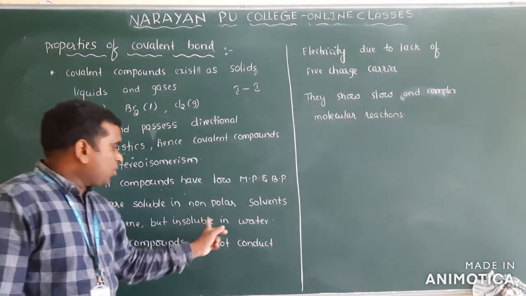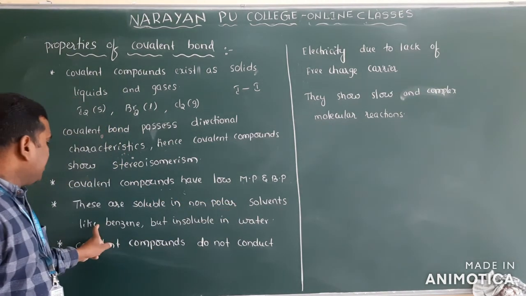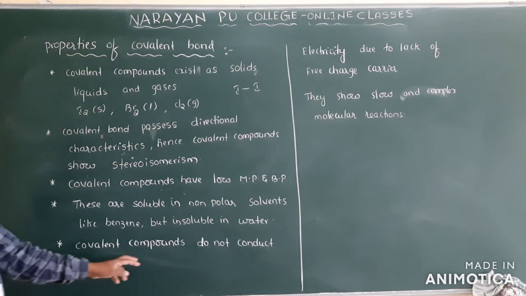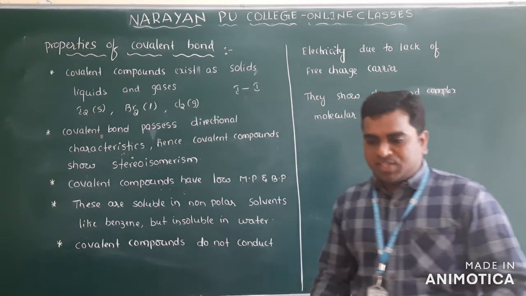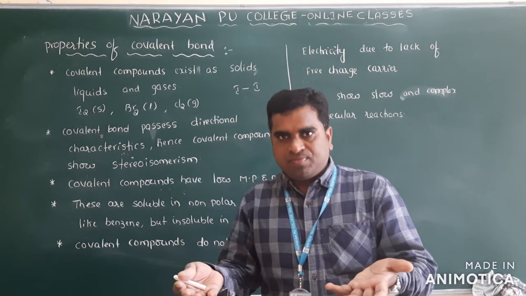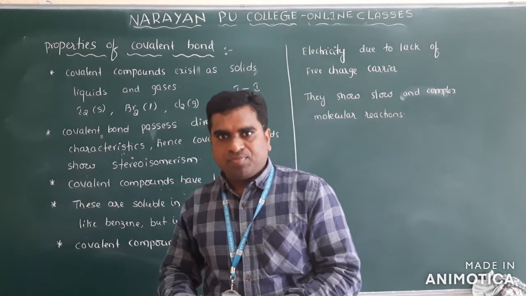Ionic compounds are soluble in water, but insoluble in non-polar solvents like benzene. Clear? Covalent compounds do not conduct electricity. To conduct electricity, we need free ions. Free ions will carry the electricity.